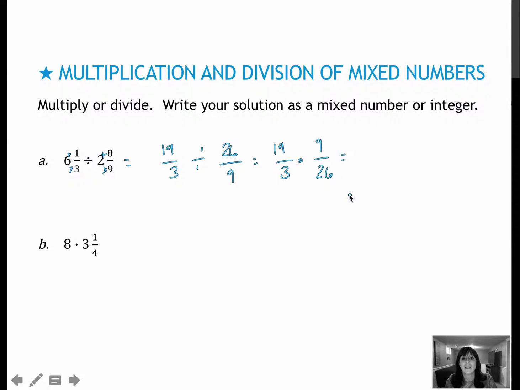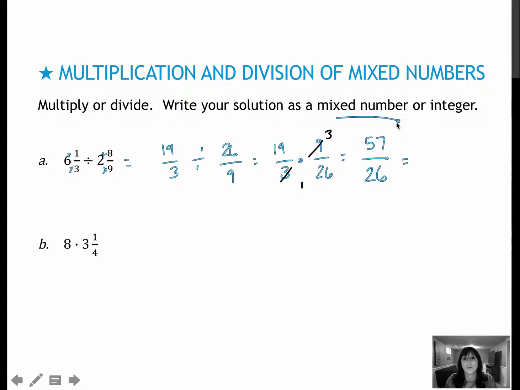If there is anything at all that I can reduce, I will do that. So I can see that I've got a 3 and a 9 that will reduce to 1 and 3. And then I'm just going to multiply. So 19 times 3 is 57. 1 times 26 is 26.